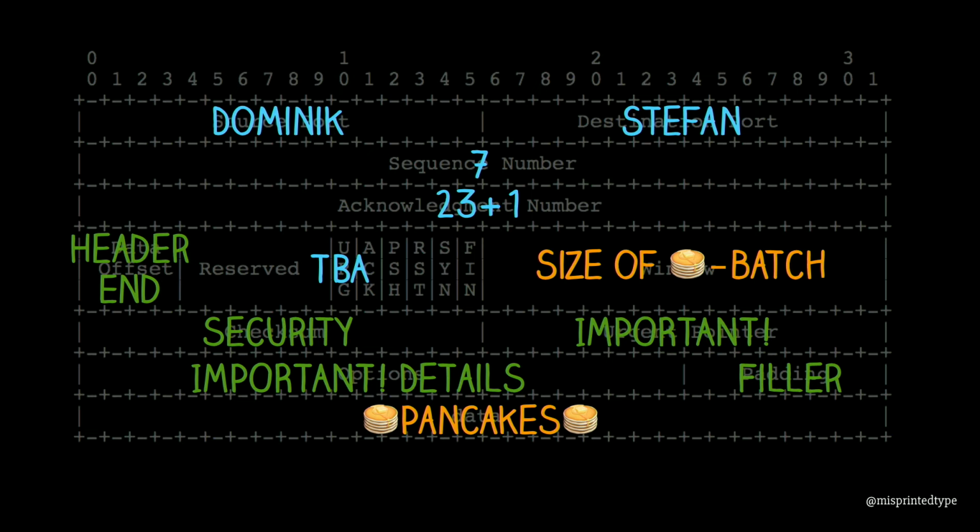So, okay, you see the blue ones, right? We heard about those already. We take a closer look at the yellow ones today. And the green ones are cool, but not that important right now.